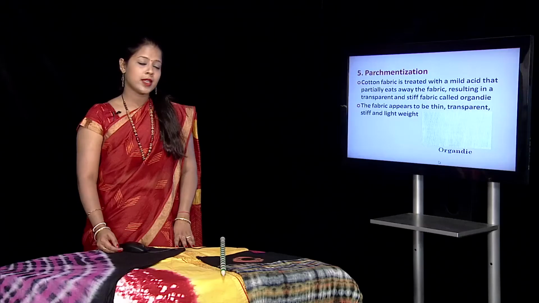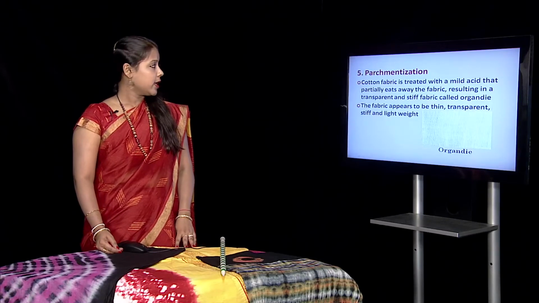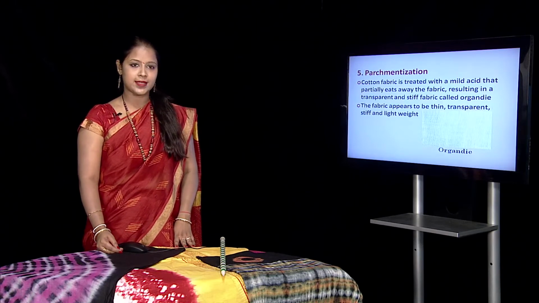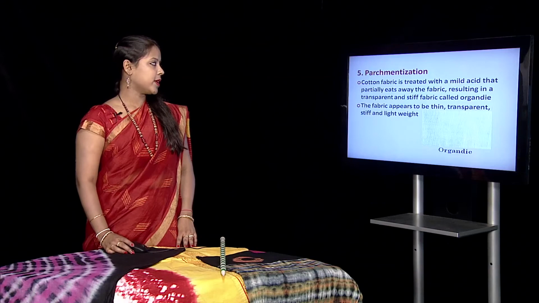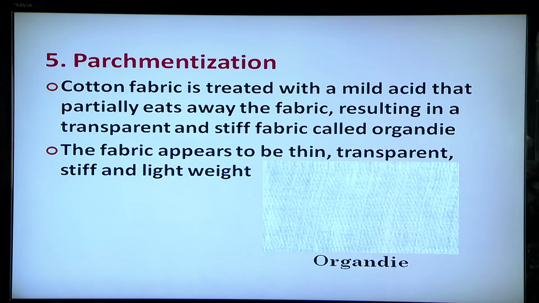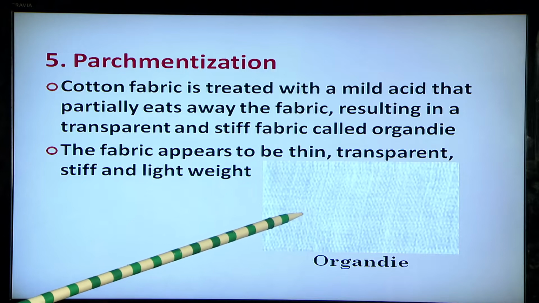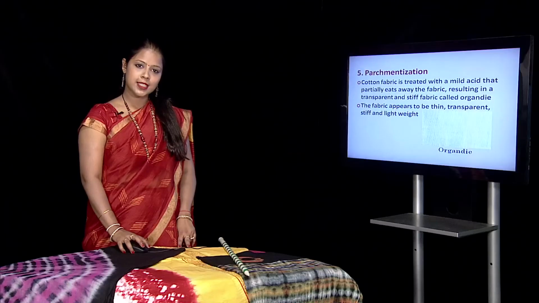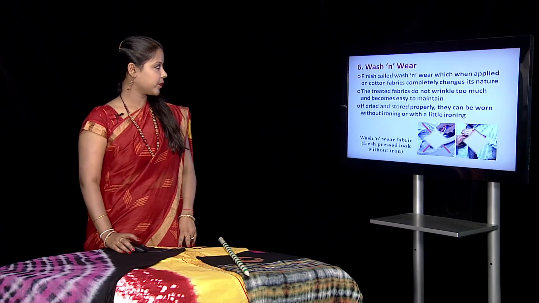The fifth finish is the parchmentization. It is similar to the stiffening or starching finish, though the effect produced is very similar. Cotton fabric is treated with mild acid that partially eats away the fabric, resulting in a transparent and stiff fabric called organdie. As you see, this is the organdie fabric which has been produced by the parchmentization finish. The fabric appears to be thin, transparent, stiff and lightweight.